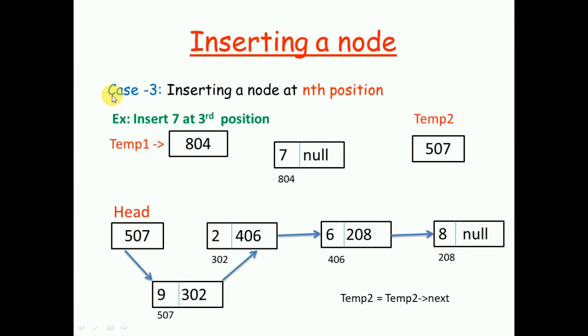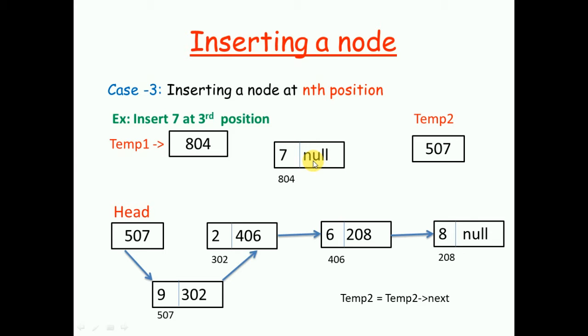This is our case 3. In case 3 we are inserting a node at the nth position. According to our problem, we have to insert a node at the third position, and the value will be 7. Normally a node is created. We call it the temp variable. In temp we have stored the address 408. So this temp variable points to this node with 7 and null. This is created.